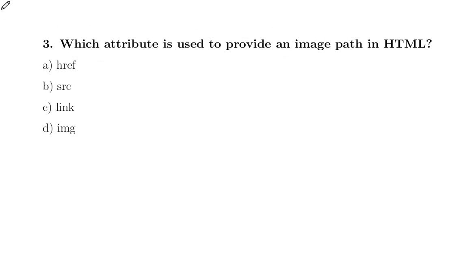Question number 3 is which attribute is used to provide an image path in HTML? That is href, source, link, and image. The correct option is source. src is used to provide the path of an image that you want to insert in HTML.